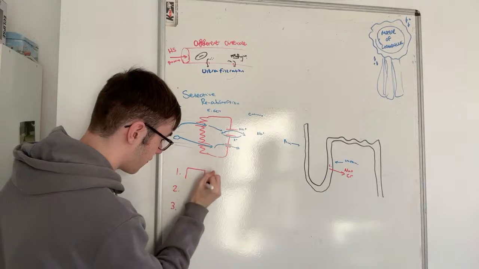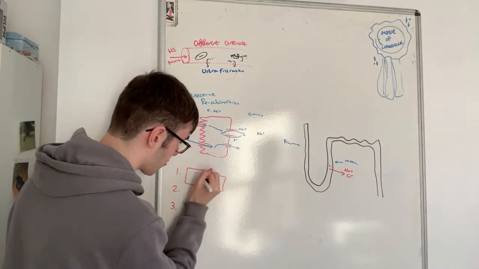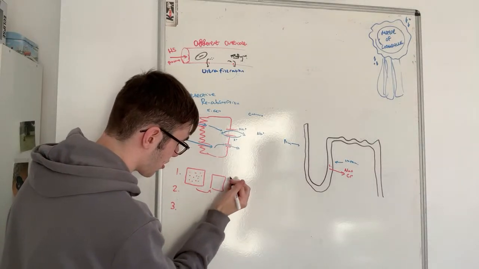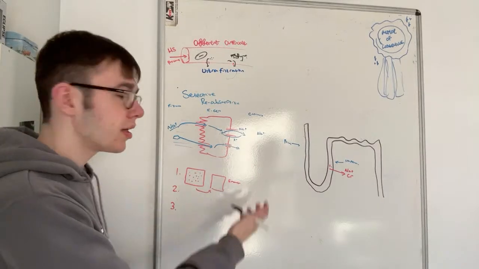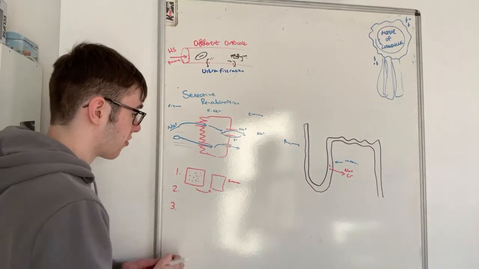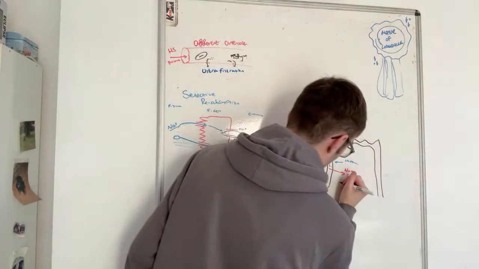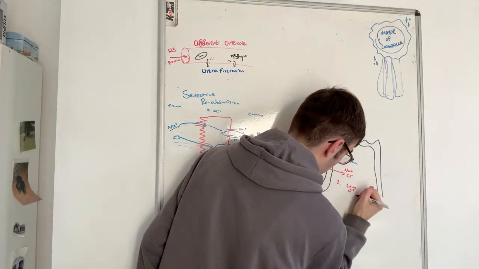Okay. Stage 1, Stage 2, Stage 3. Stage 1, we have this box full of water and a lot of ions. If we remove the ions, it becomes smaller. What I'm trying to convey here is there's a lower water potential. So, this lowers water potential in the filtrate.